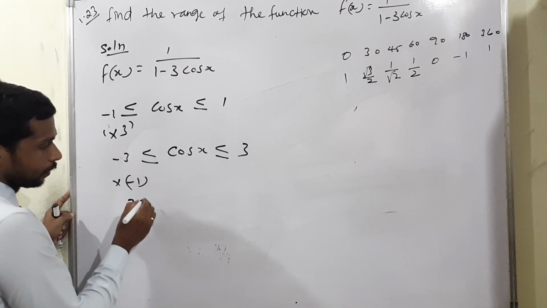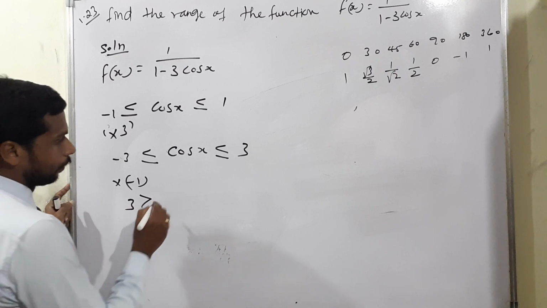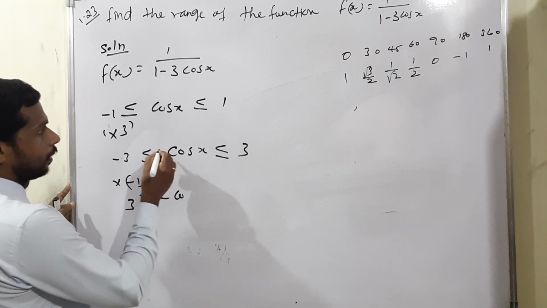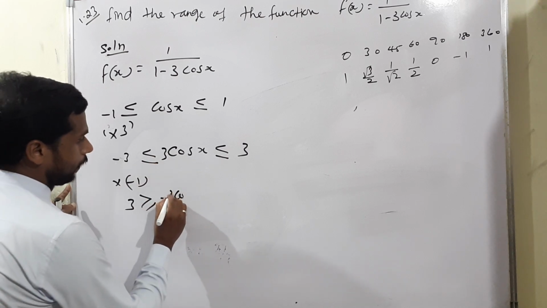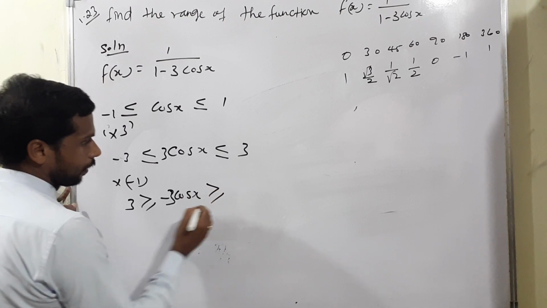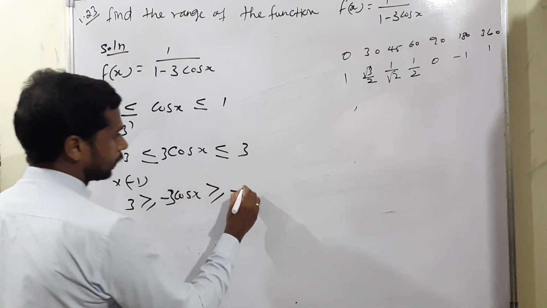Into minus 1 means minus 3 into minus 1 is positive 3. But the inequality symbol also will be changed, no? Greater than or equal to minus 3 cos x. Again here also the inequality symbol is greater than or equal to 3 into minus 1, which means minus 3.